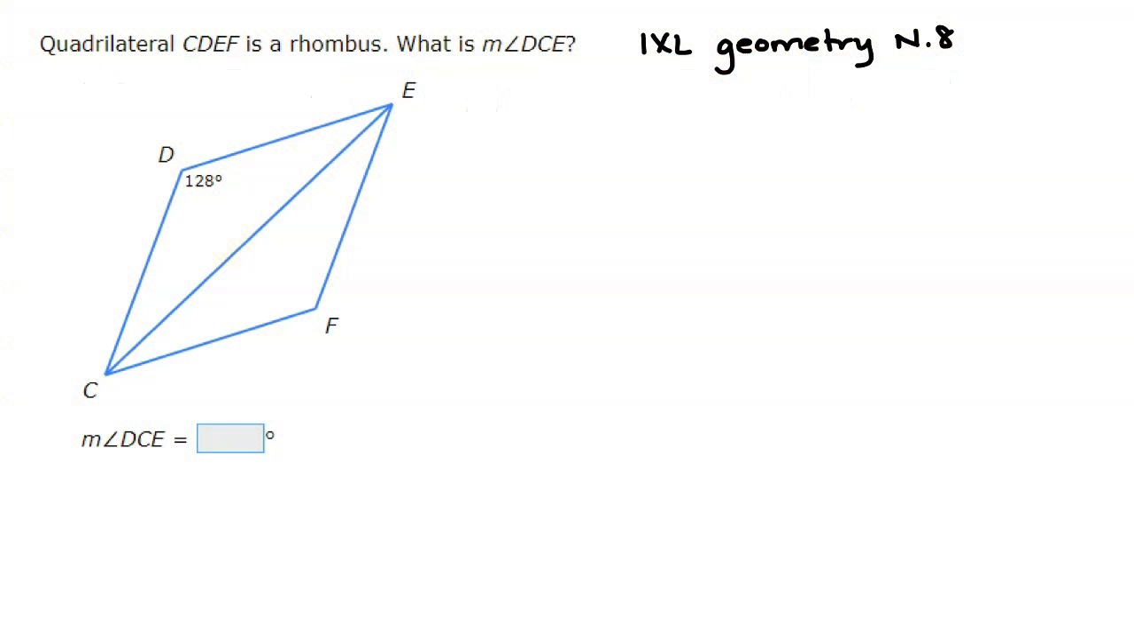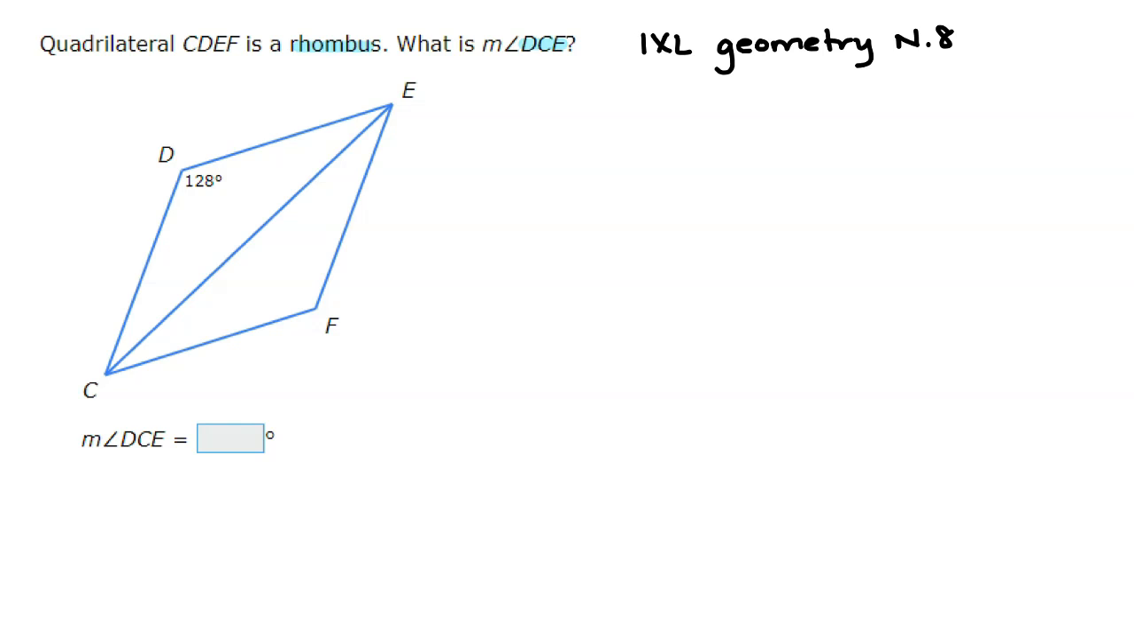We're going to take a look at a couple of IXL questions from the module in IXL Geometry N.8. This first question says quadrilateral CDEF is a rhombus, and what is the measure of angle DCE? So let's start by identifying what we've got here.